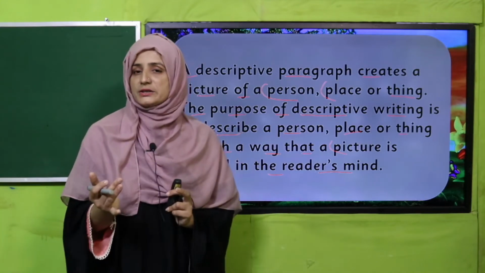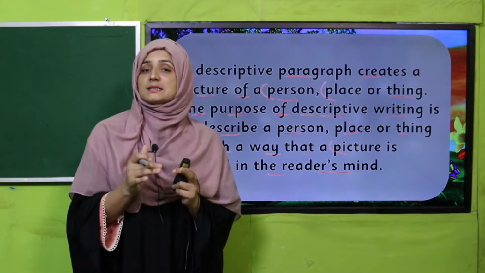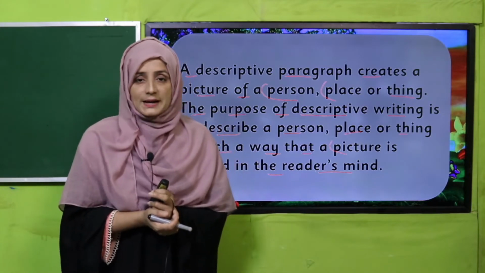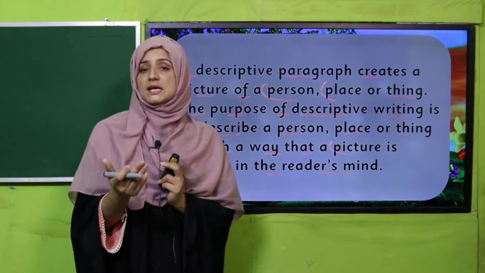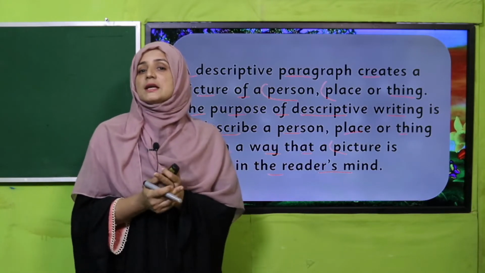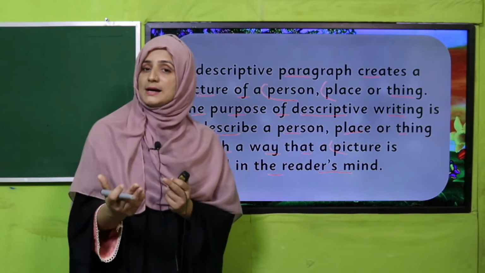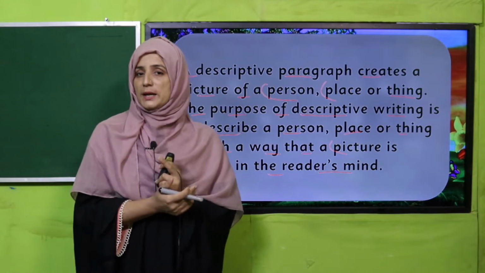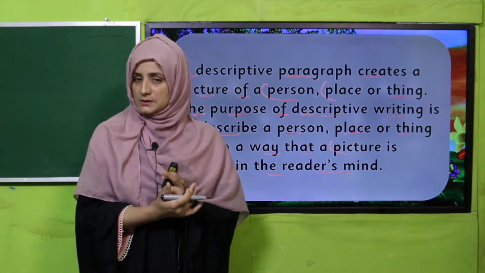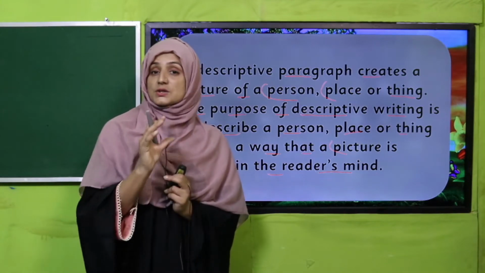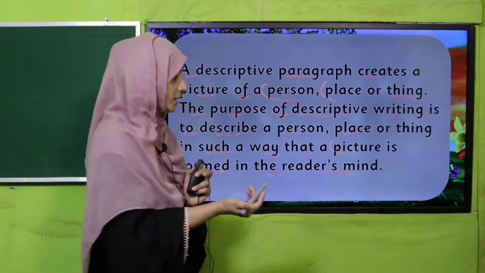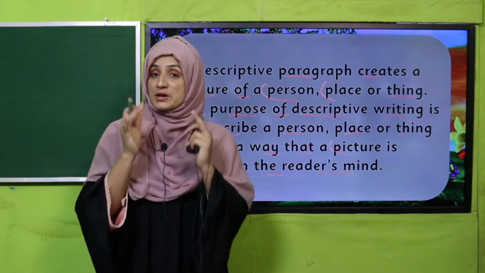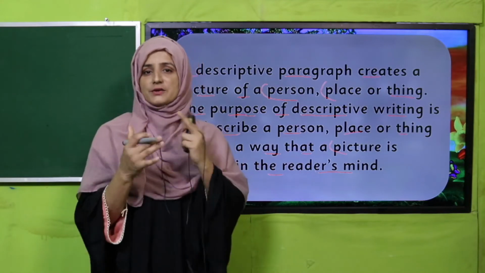So how can it create? While it gives detailed information, okay? A descriptive paragraph always gives detailed information. It tells us about how that thing is, where it is. So when it is explained through different examples, we can get that this is a descriptive paragraph. And also its purpose. What is its purpose? Its purpose is to create a picture in the reader's mind.